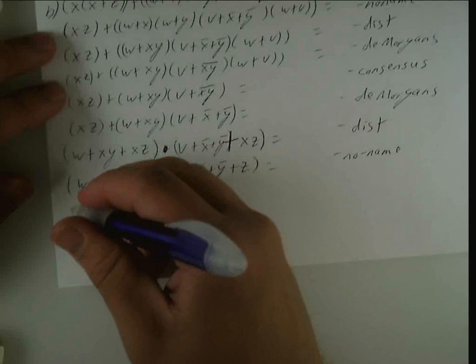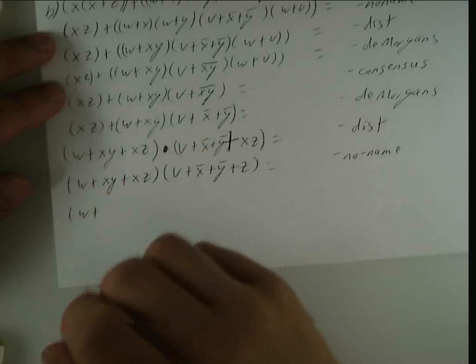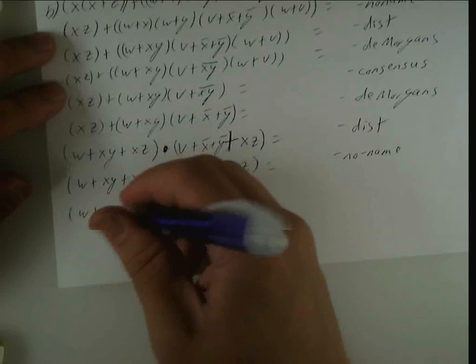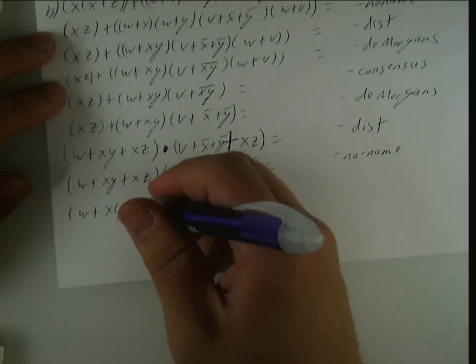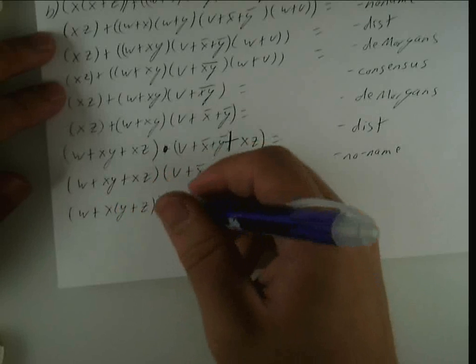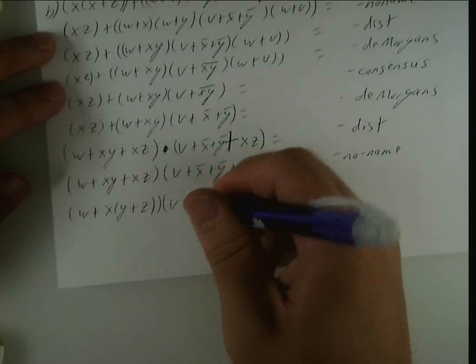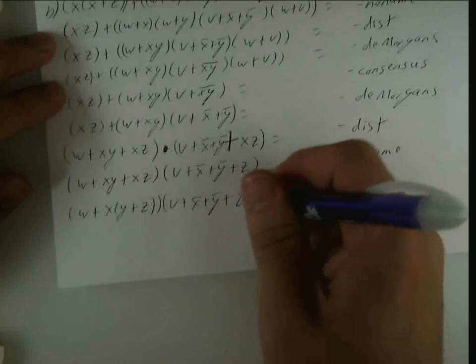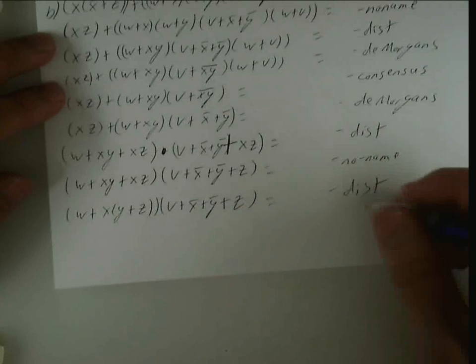So this is just going to be x and with y or z. So this will be w or x, y, or z, and v or x bar or y bar or z. So that distribution was easier to see, hopefully now. And I still have 8 steps.